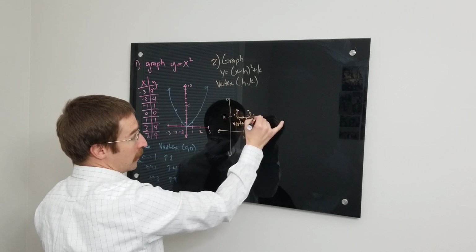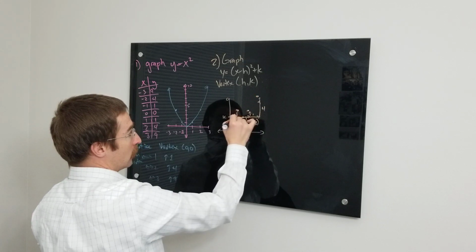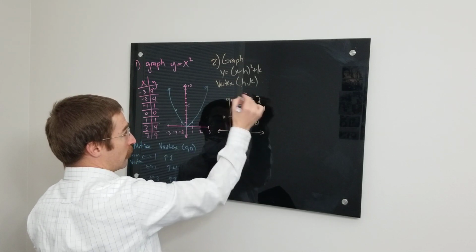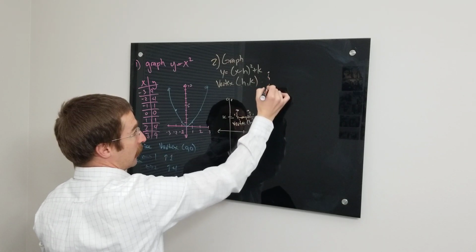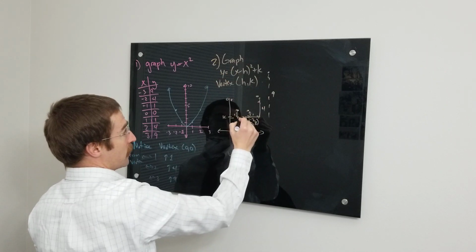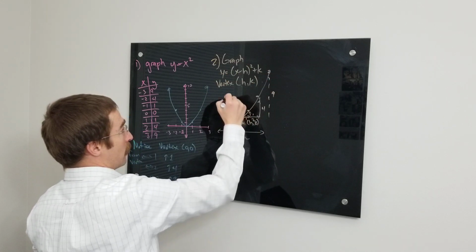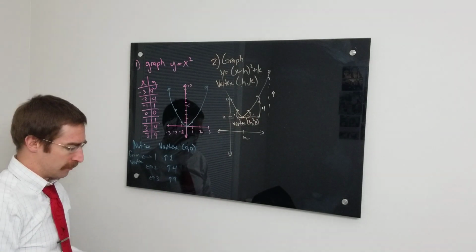And then if I go right 2, I'm going to go up 4, left 2, up 4. If I go right 3, I'm going to go up 9 from the vertex. So that gives us a curve that looks like this. And when we do actual examples, this will make more sense. It'll be easier to see when we actually have numbers in there.